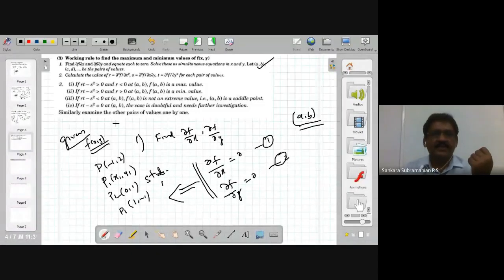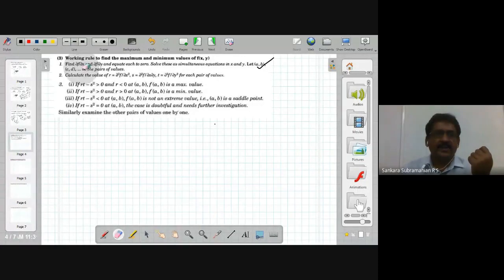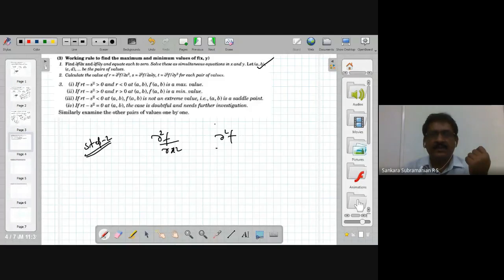Next, second step is you have to go for finding the second order derivatives. I'll explain step number 2. You have to find the second order dou square f by dou x square, then dou square f by dou x dou y, dou square f by dou y square. You have to find all these quantities. You name them R, S, T. In some other books, it has been given as A, B, C or P, Q, R.